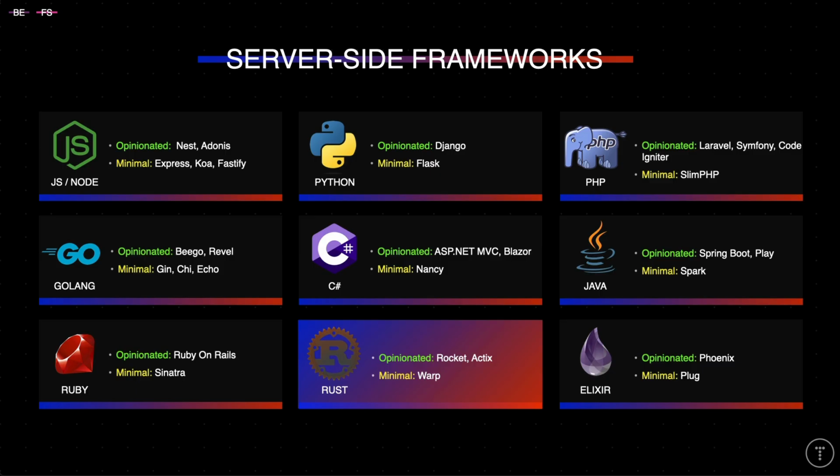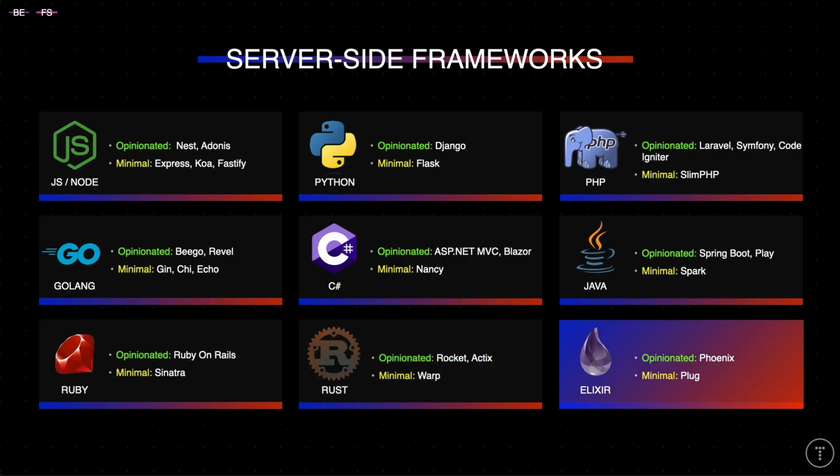Now, for Elixir, you have Phoenix, which is a framework that's inspired by Ruby on Rails. It's a high-level opinionated framework that includes everything you need to build a web application. It's great for building large-scale applications, but you can also use it for smaller projects. And again, it's very similar to Ruby on Rails. And then Plug is a minimal and composable library for building web apps in Elixir. It's designed to be lightweight and unobtrusive.